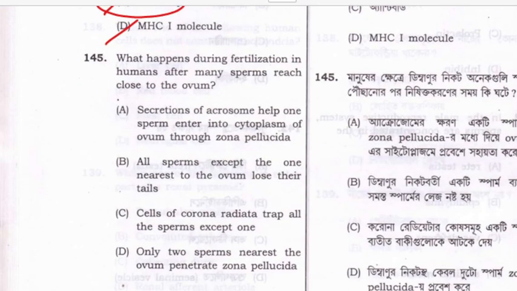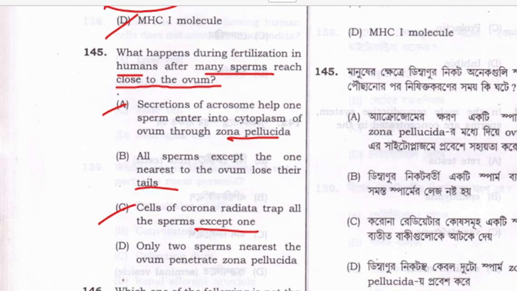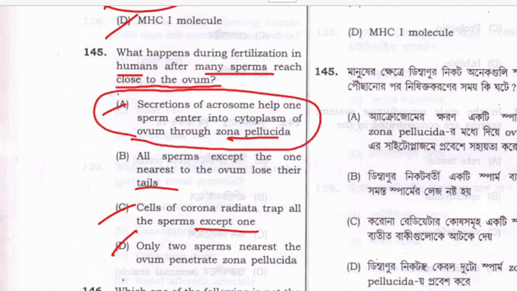What happens during fertilization in humans after many sperm reach close to the ovum? Secretion of acrosome helps one sperm to enter into the cytoplasm of the ovum through the zona pellucida. All sperm except one nearest to the ovum lose their tails. Cells of corona radiata trap all sperm except one. Only one sperm nearest to the ovum penetrates the zona pellucida. The correct answer is the secretion of acrosome that helps the sperm to enter into the cytoplasm of the ovum through the zona pellucida.